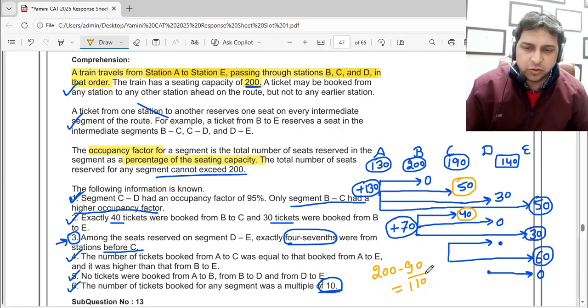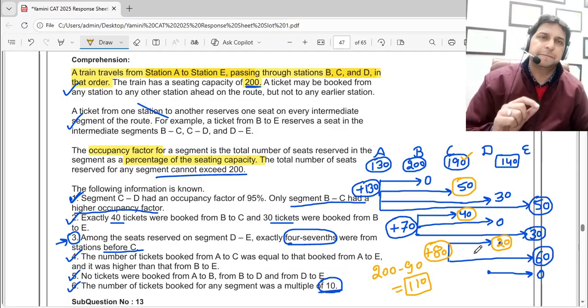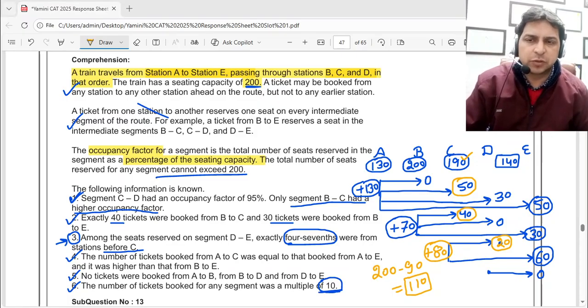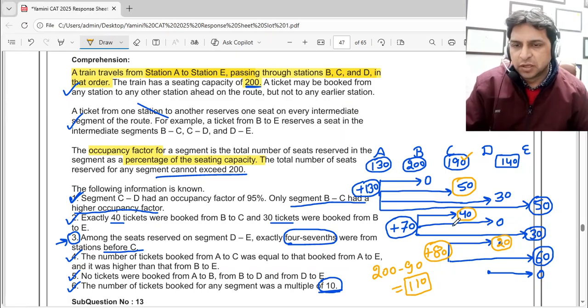That means in total at station C we should have 80 more people boarded, so the number comes to 190. Now of these 80 people who boarded, 60 took the ticket from C to E, the rest 20 people must have taken the ticket from C to D. Quite easy, simple. I believe it was a very simple question, a doable one in the exam. Now let's go to the questions which we have.